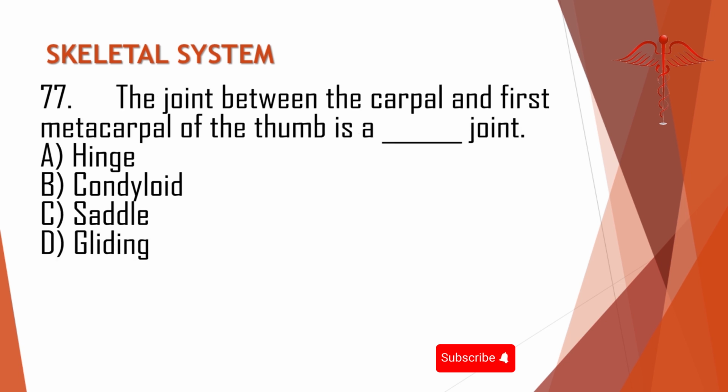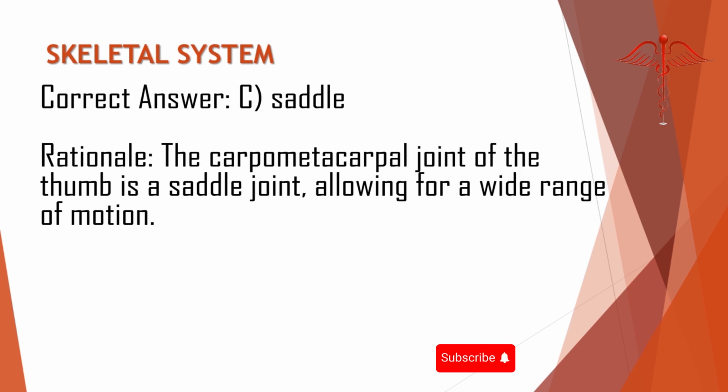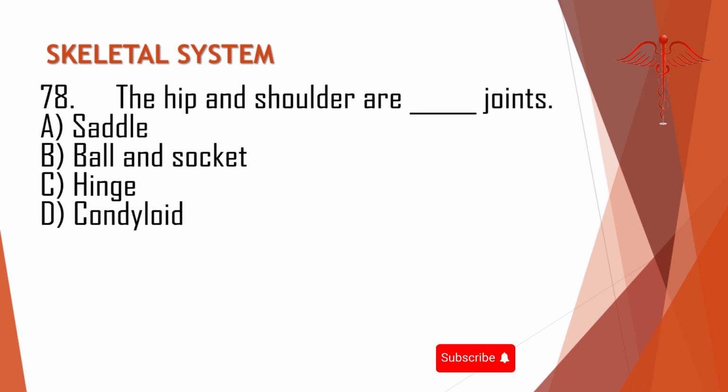77. The joint between the carpal and first metacarpal of the thumb is a dash joint. A. Hinge. B. Condyloid. C. Saddle. D. Gliding. Correct answer, C. Saddle. Rationale: the carpometacarpal joint of the thumb is a saddle joint, allowing for a wide range of motion.